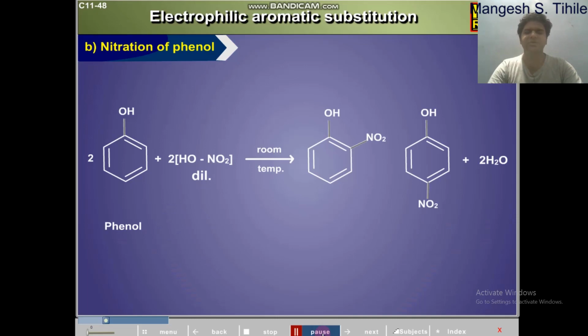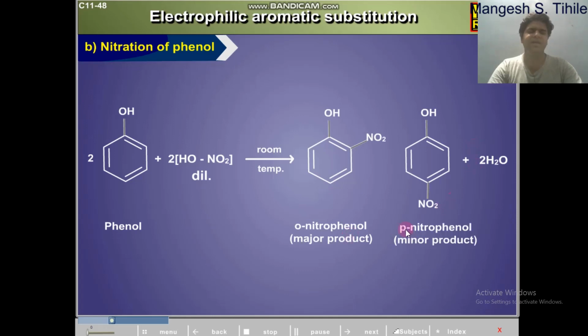You people can observe here the orthonitrophenol and paranitrophenol respectively. It is a reaction when phenol reacts with dilute HNO3 at room temperature, we'll get orthonitrophenol as a major product and paranitrophenol as a minor product.